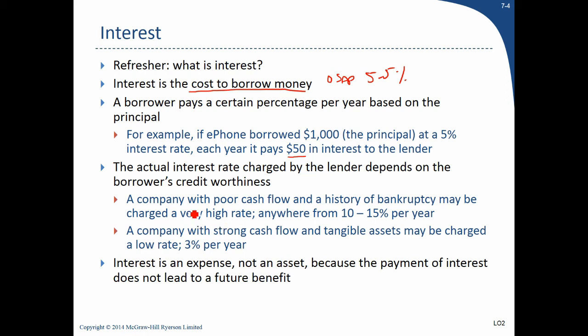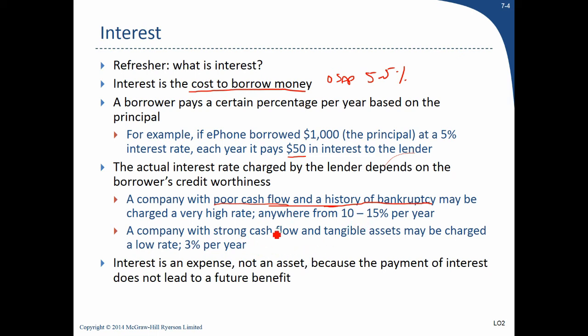So the same goes for companies. A company with poor cash flow, right? Banks, before they lend to you, will look at your statement of financial position, and they'll look at your operating cash flow, and if it's been negative for the last 2 years, and you're only financing your operations, if you look at the financing activity section, by taking on more debt, the bank might not be willing to lend to you. You don't have very good cash flow, right? Maybe a history of bankruptcy. Maybe this company has declared bankruptcy. They're going to be charged a very high rate of interest, 10 to 15% per year.